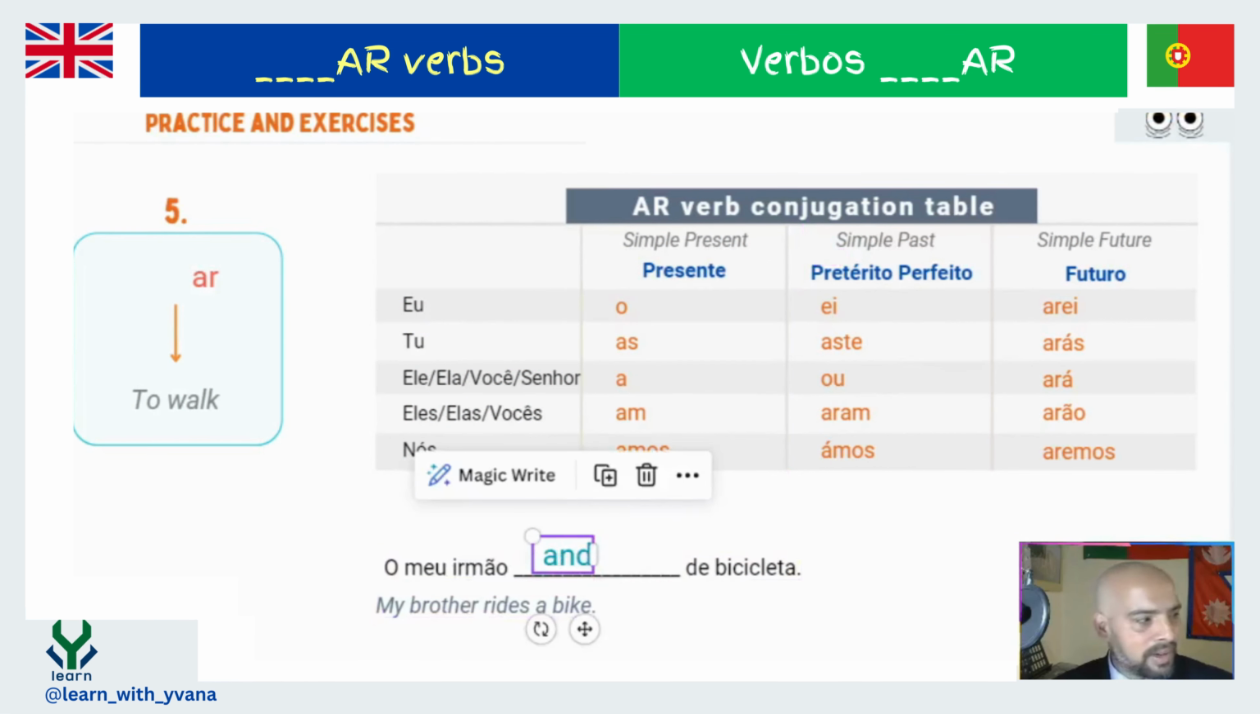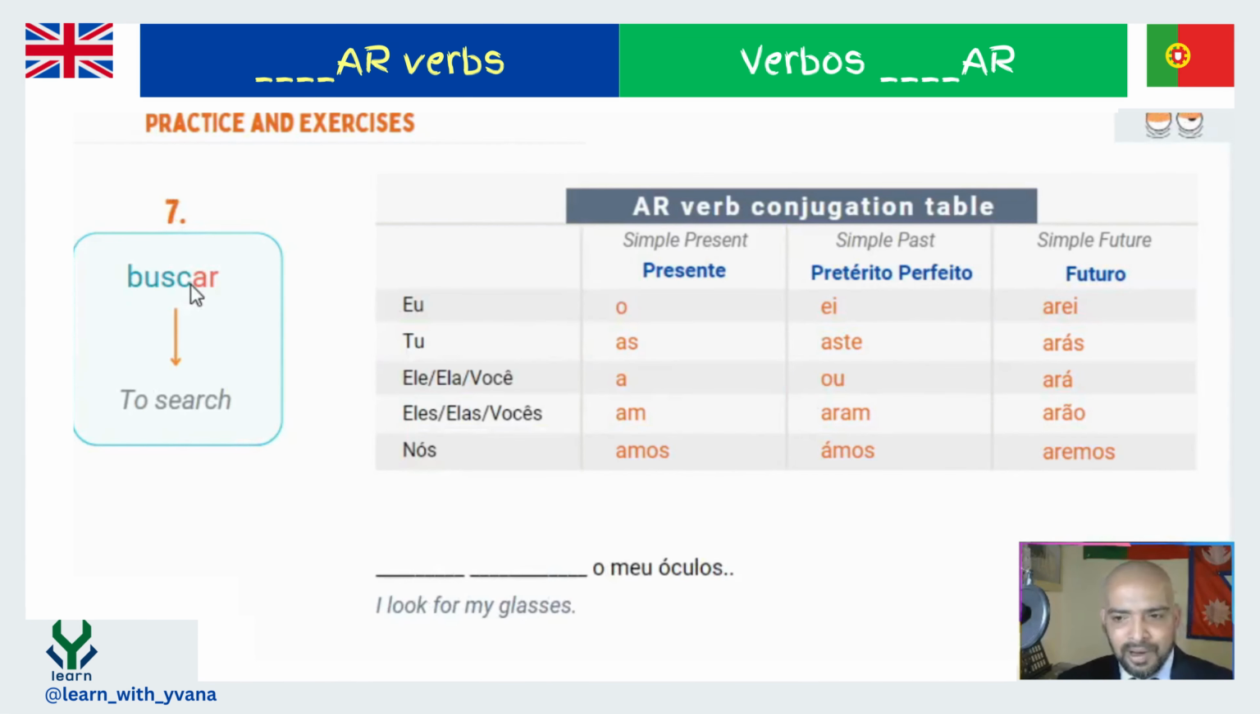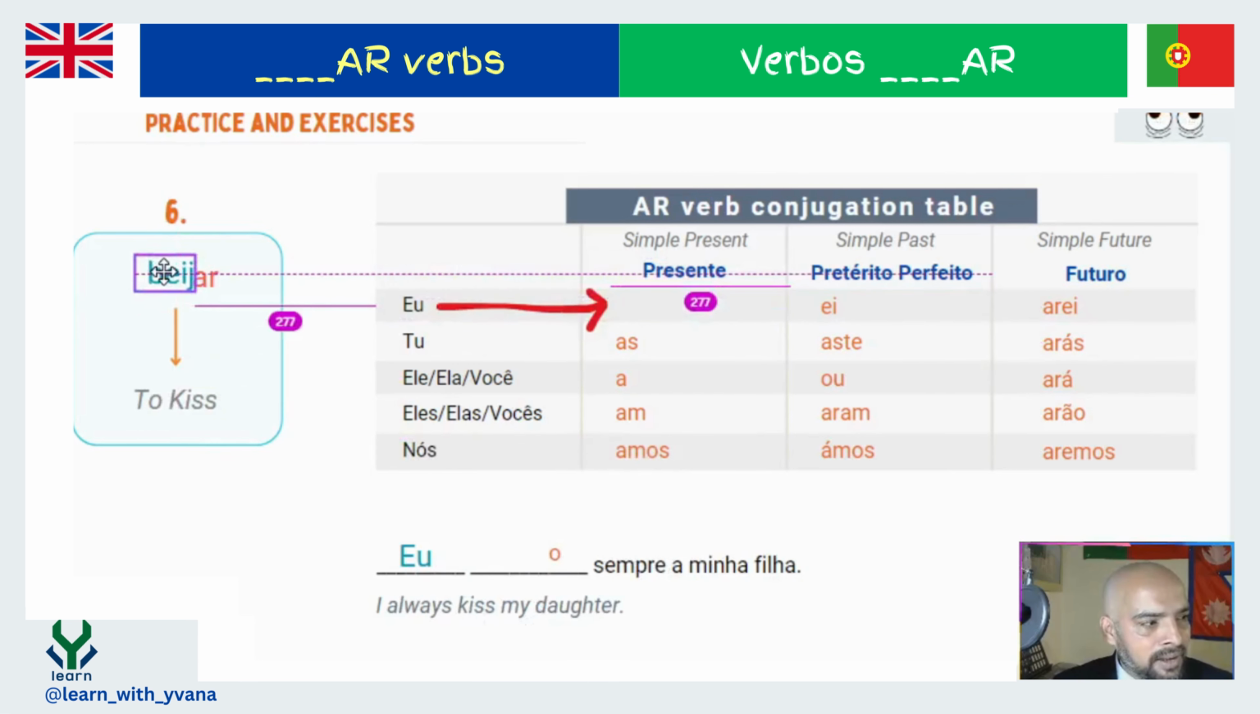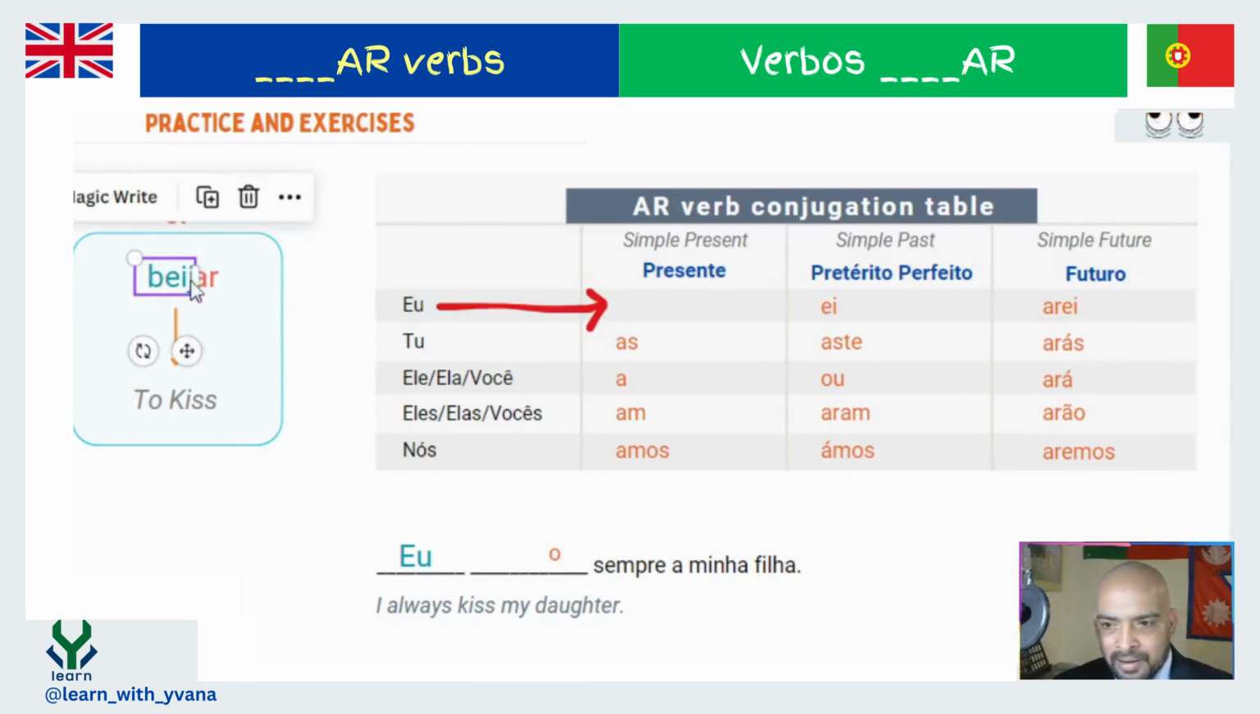That is the simple present. So how can you find the verb here? Let's say buscar. Buscar means to search. Okay, you don't understand beijar, right? Here, this is the verb, beijar.